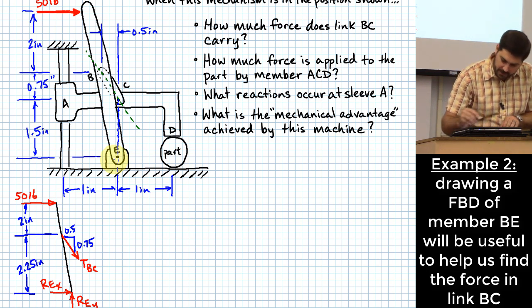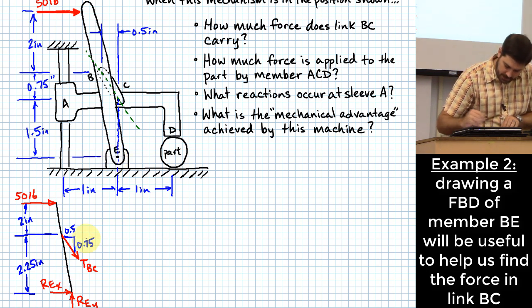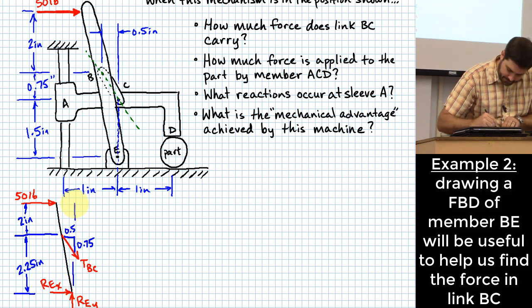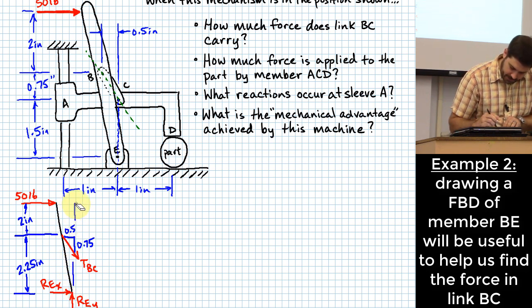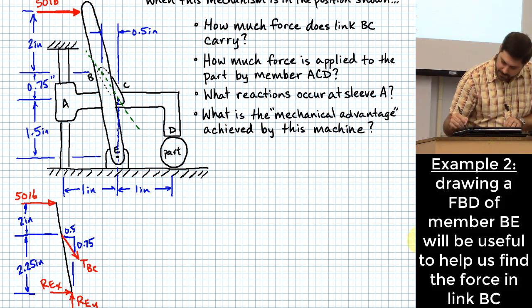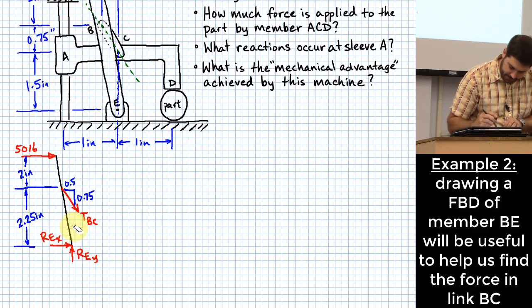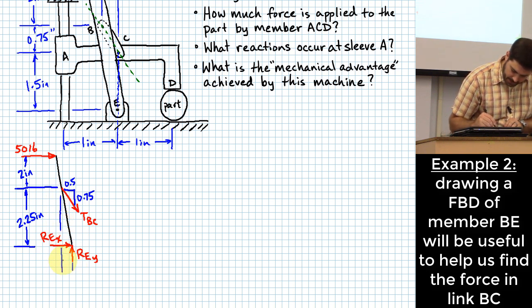And what it tells me here is that this dimension should be, maybe I'll draw it like this. That's a hard dimension to draw on here, isn't it? Maybe I won't draw it right there. I'll draw it over here. This dimension right here is going to be 1/2 inch.